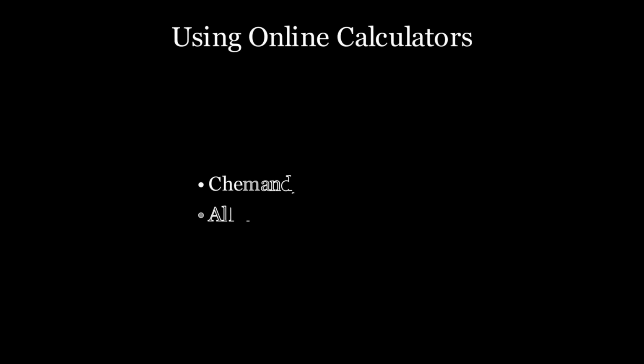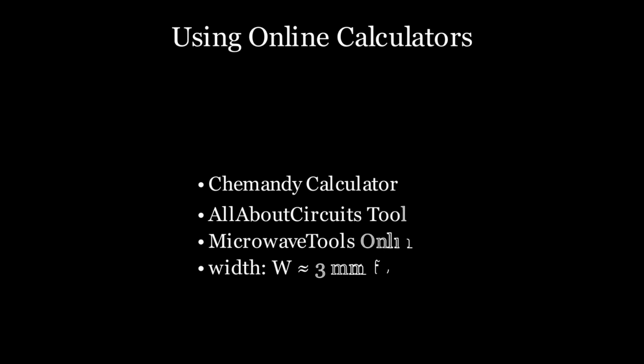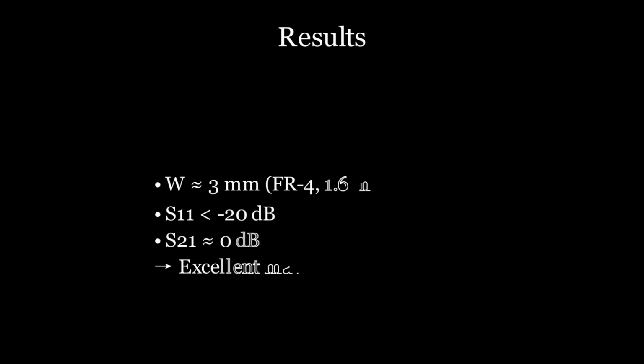For FR4, with a 1.6 millimeter height and a 50 ohm target, the calculator gives a strip width of approximately 3 millimeters. With a width of about 3 millimeters, the microstrip line is well matched at 50 ohms. In simulation, we should expect S11 to be lower than -20 dB, which means excellent matching, and S21 close to 0 dB, meaning almost perfect transmission. This confirms that the line is correctly designed.